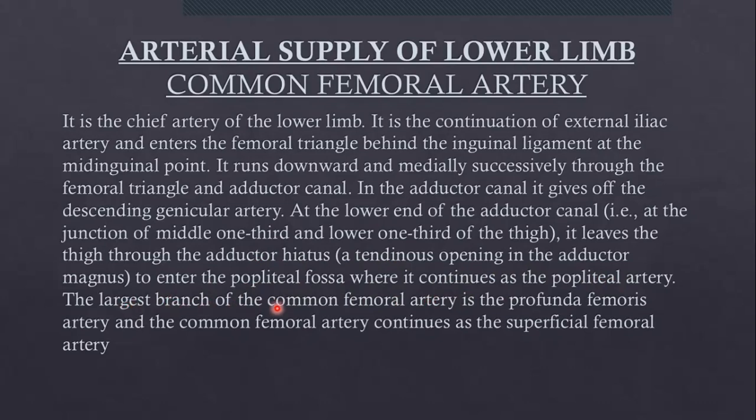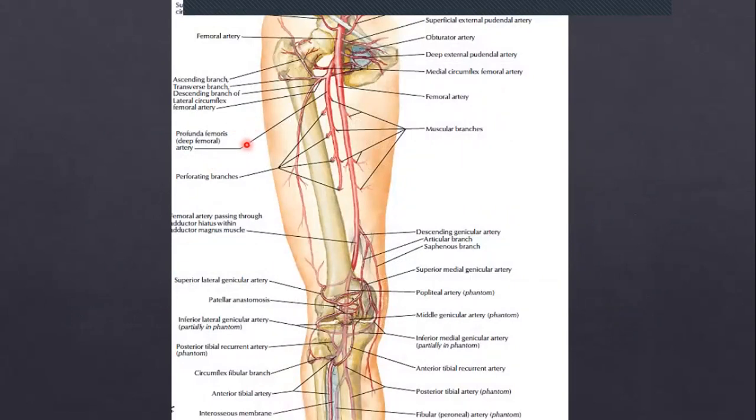Now, the largest branch of the common femoral artery is the Profunda femoris artery, which is also known as the deep femoral artery. And after giving off the Profunda femoris, the common femoral artery will change to the superficial femoral artery. Okay. So here we are.